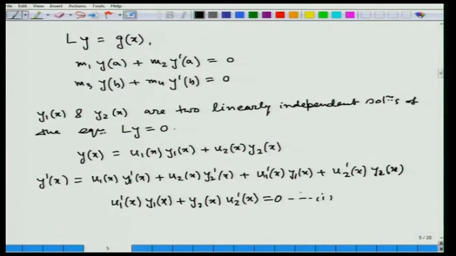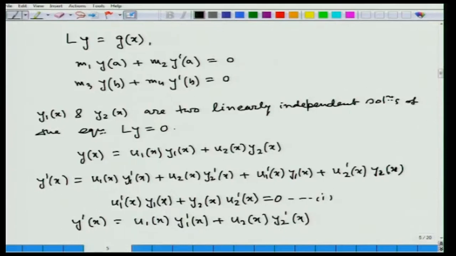And with this assumption, that is y_1 dot x u_1 dot x plus y_2 x u_2 dot x equal to 0, we can find y dot x. This is equal to u_1 x y_1 dot x plus u_2 x y_2 dash x. This is the expression for y dot x.